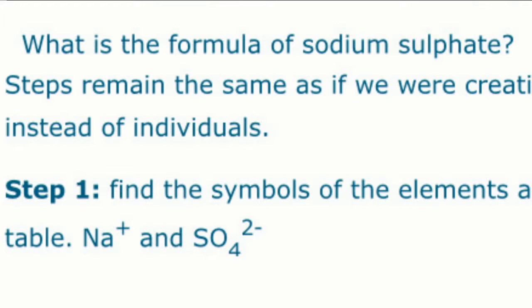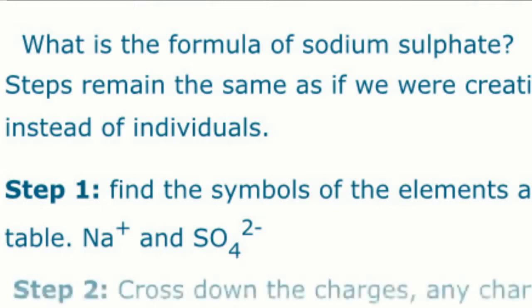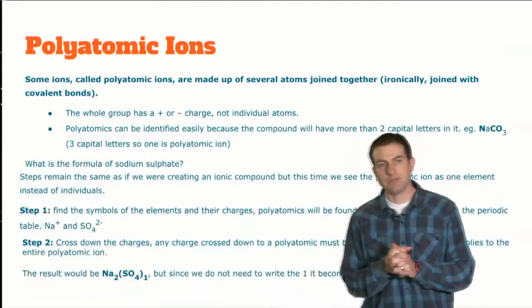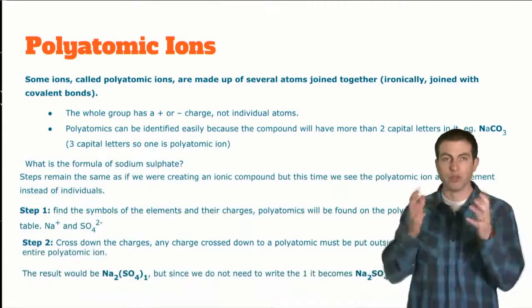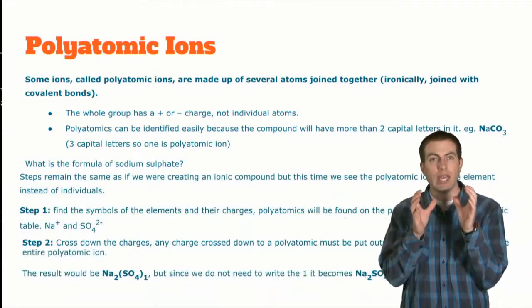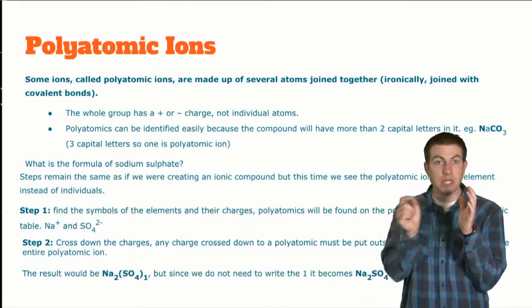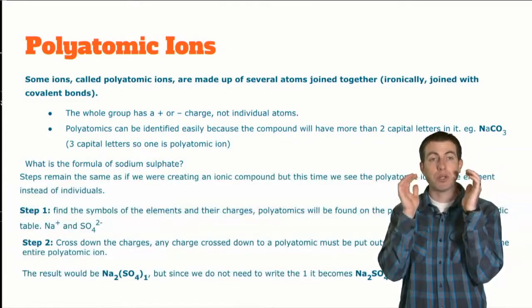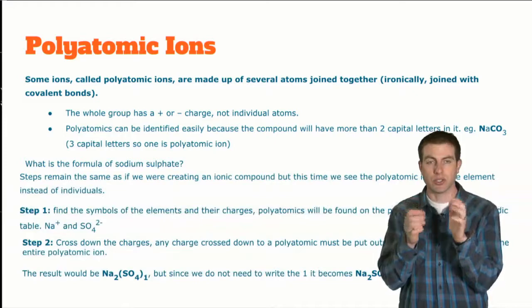How do I combine these things together? It's the exact same as what we were doing before. We cross the charges, just thinking about balancing the charges out, and we end up with Na2SO4 1. Now, the tricky bit here is that when we have a polyatomic group, we can't put a subscript in the middle of it. It has to be that group all the time. So what we do is we put it in brackets to show that it's a group.